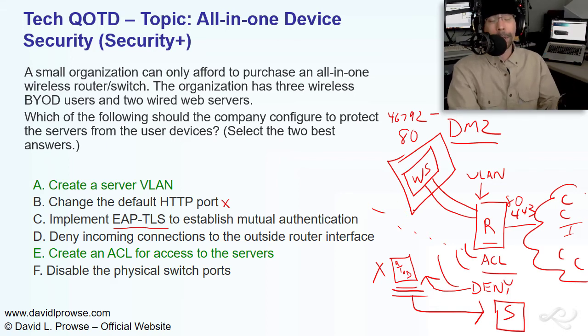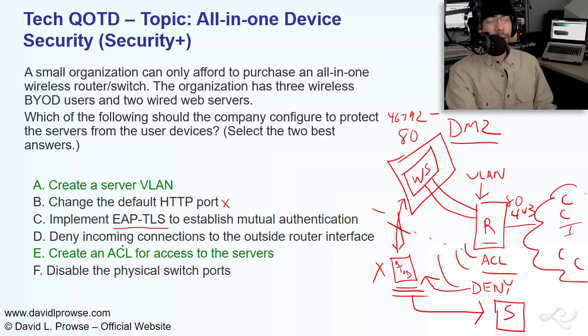But I may be interested in EAP for the web servers connecting to the router, or the BYOD users connecting to the router, or who knows what. Authentication is important, but not between these two entities. We don't want that connection at all. So C is out. D says deny incoming connections to the outside router interface.